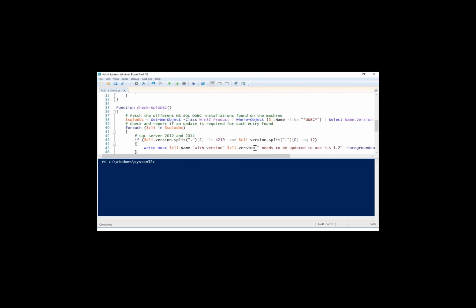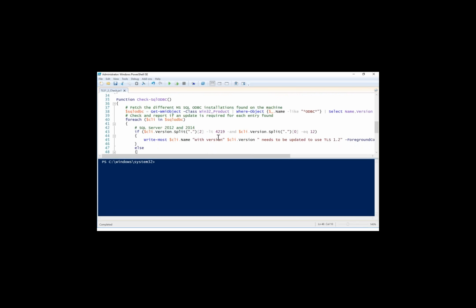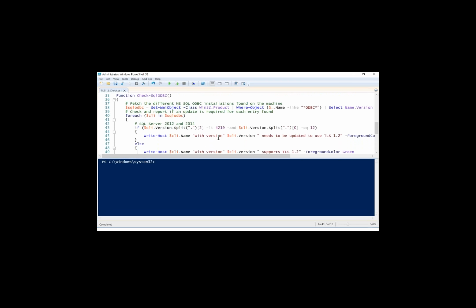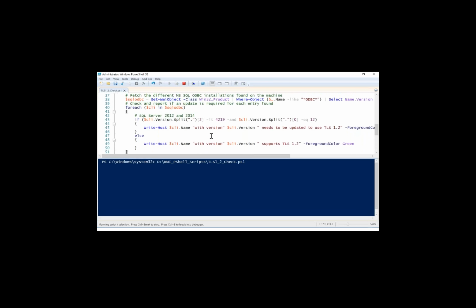Again, for 2014, I check if it's version 12 and greater than 4219, which is the build that started supporting TLS 1.2. If that's the case, then you don't require the update. If it isn't, if it's below that version, then you require the update. So let's see what happens when you run this particular script.